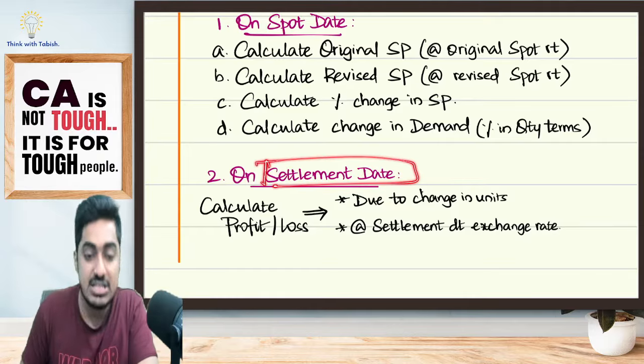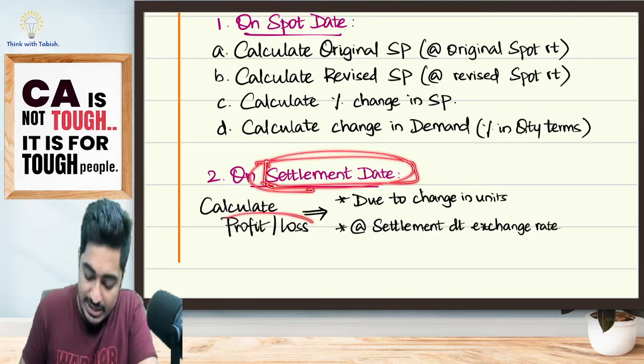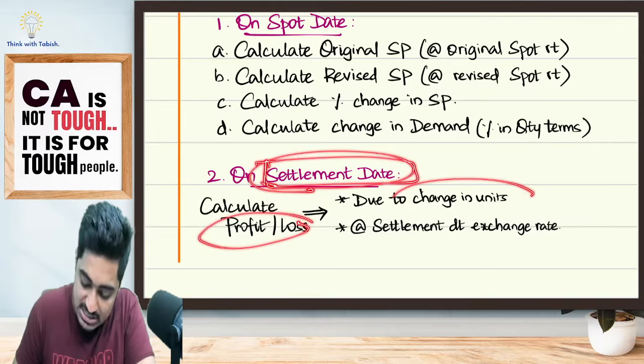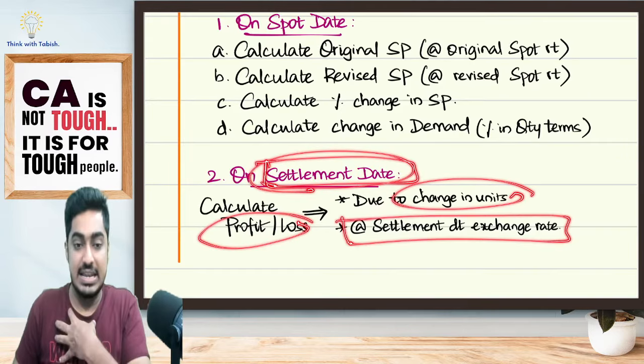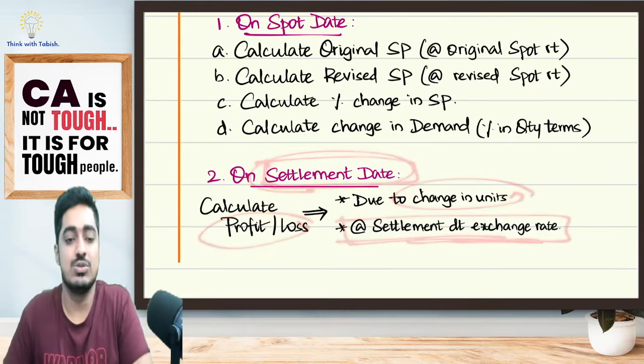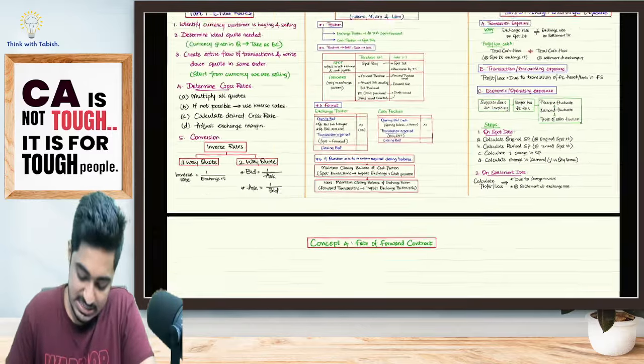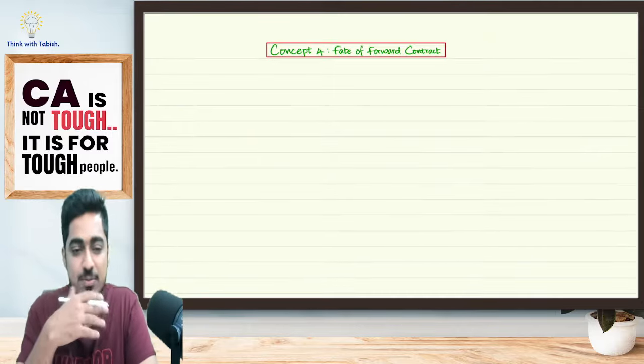Now on that change in quantity, at the settlement rate, you calculate profit or loss based on the change in the units. Ultimately, for the seller, using the settlement date exchange rate, what is going to be the ultimate profit? Is this clear everyone? Then there is the concept of fate of forward contract.